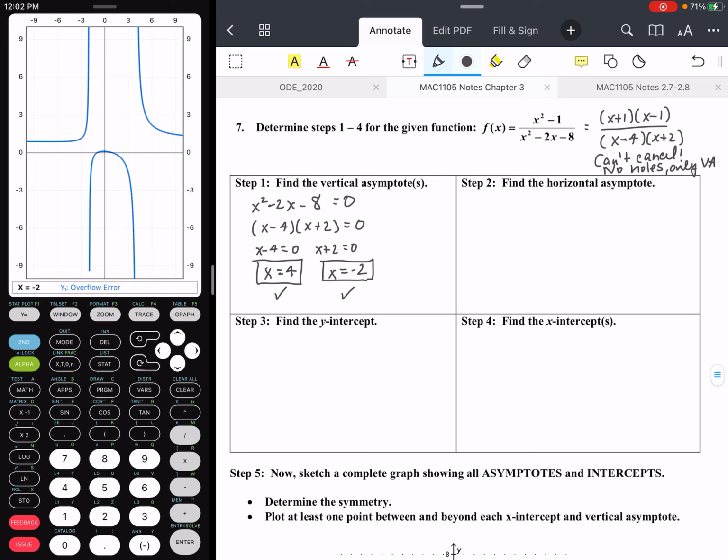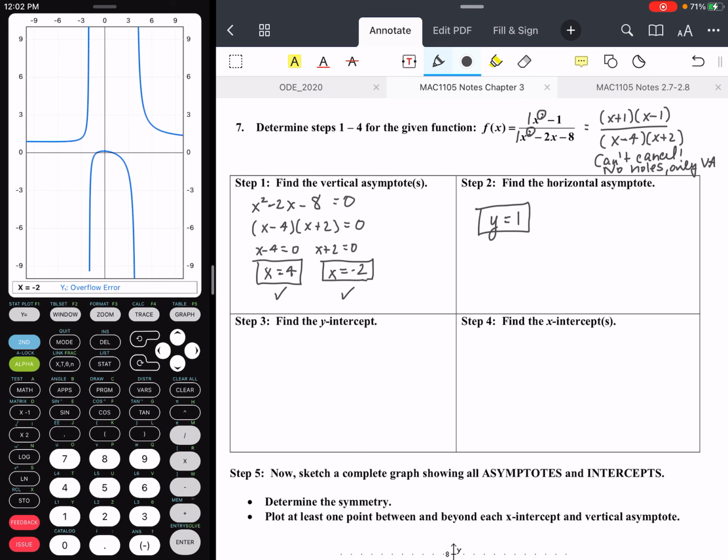Let's go ahead and find our horizontal asymptote. So remember, this is where we're comparing the degree of the numerator, which is 2, to the degree of the denominator, which is also 2. Because the degrees match, I'm going to use the ratio of those leading coefficients. So y equals 1 over 1, which gives me y equals 1. So that's going to be my horizontal asymptote.